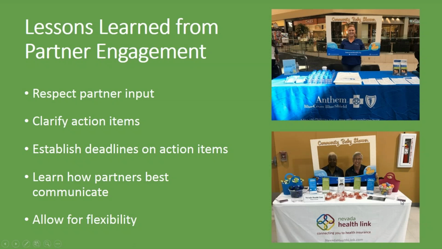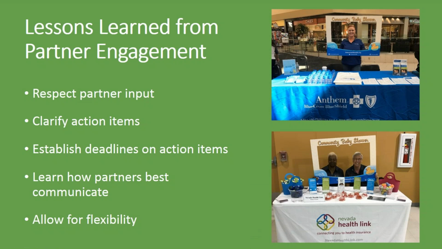And then finally, some lessons learned from partner engagement. First, make sure that you really respect partner input. Sometimes partners may have different or competing goals, so make sure that you listen to them. Overall, you want to have a successful event while meeting as many of those goals as possible. In doing so, please make sure that you clarify action items and establish deadlines on those action items. That really helps the whole team move forward at the exact same time.